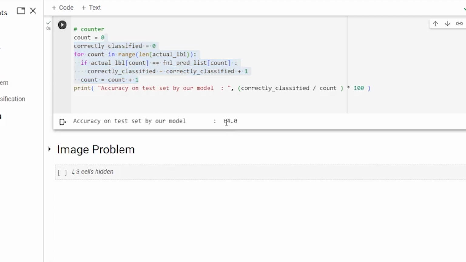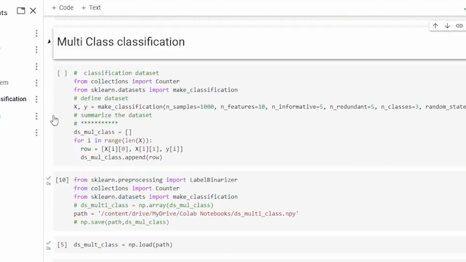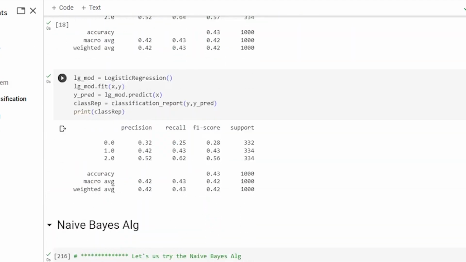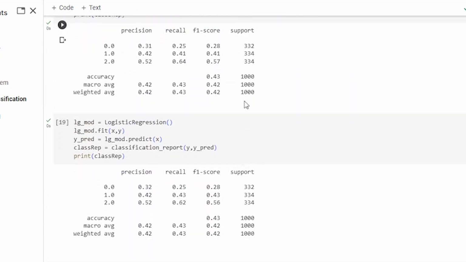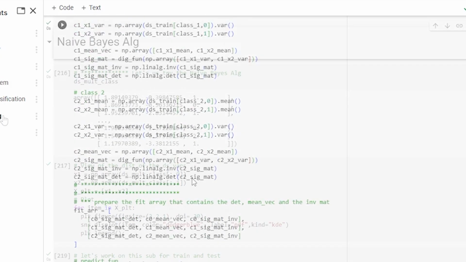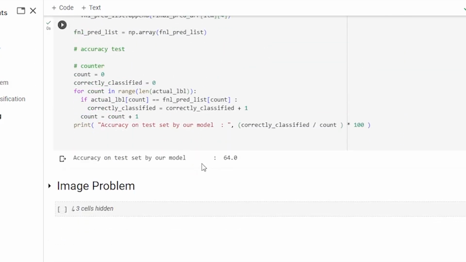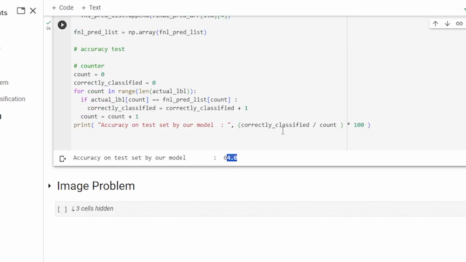You can see here a magnificent improvement. It's 64%. If you remember in the multi-class case, we used the logistic regression from sklearn, and the one we had built manually, it's only 43%. And keep in mind, I did not do any preparation on this data. I took it exactly as it is, and you can see how simple it was to get such a result. 64% is not bad in comparison to the previous one.